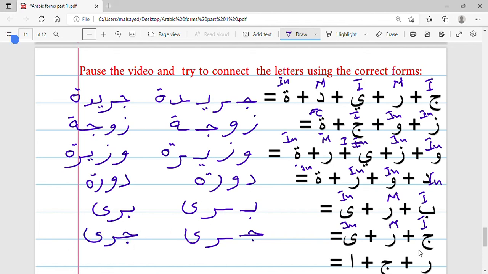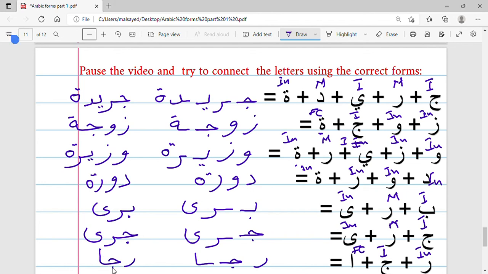Now the final one we have the ra. The ra is independent. Now between the ra and the jim, we choose the initial form of the jim. Jim connects with after, and alif connects with before. We choose the final form connected. So we have the independent form of the ra, the initial of the jim, and the final form connected of the alif.